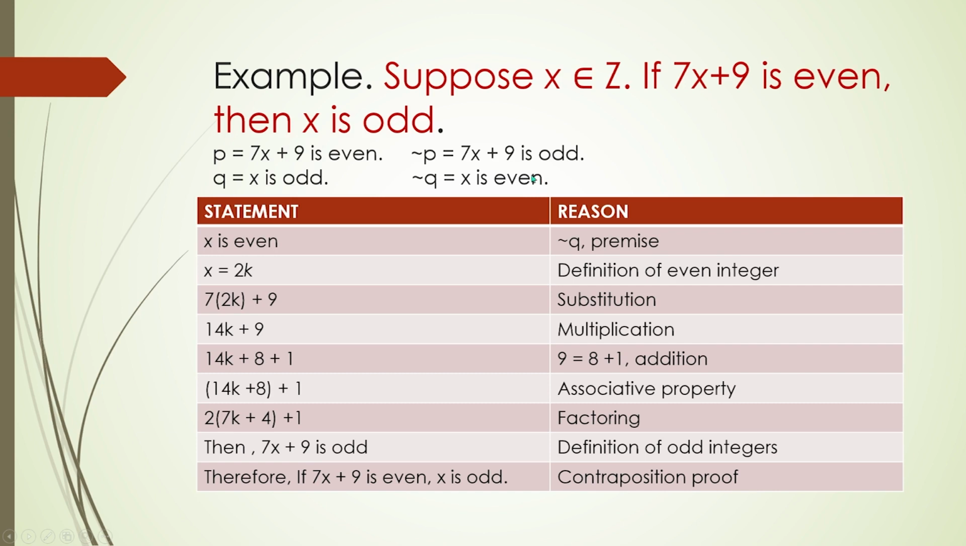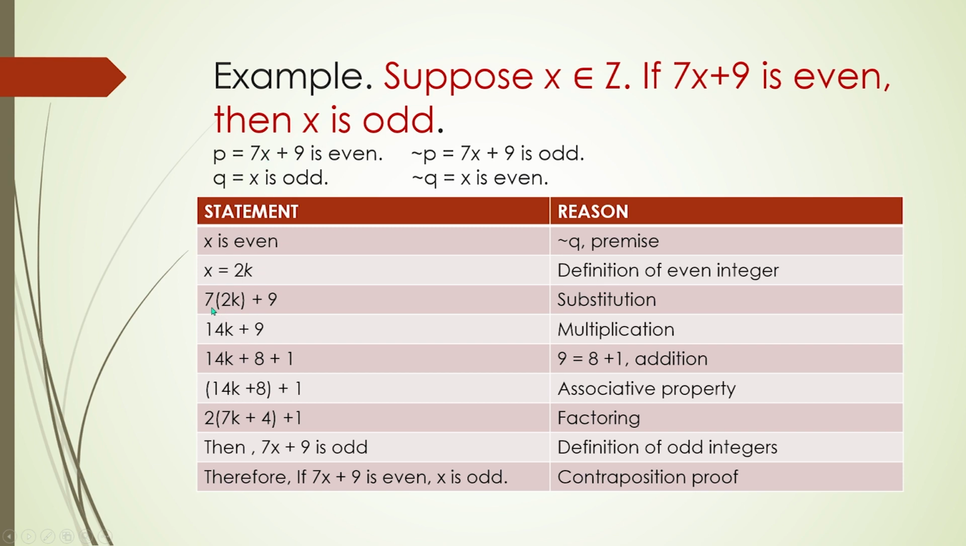So we are going to start with this one. Instead of starting with P, using contrapositive or contraposition, we will start with x is even. Okay? So there. And that's our premise. So from definition of even, we have shown that x is equal to 2k. We have established this already. And since we want to arrive at 7x plus 9, from the 7x plus 9, we will substitute the value of 2k to x.